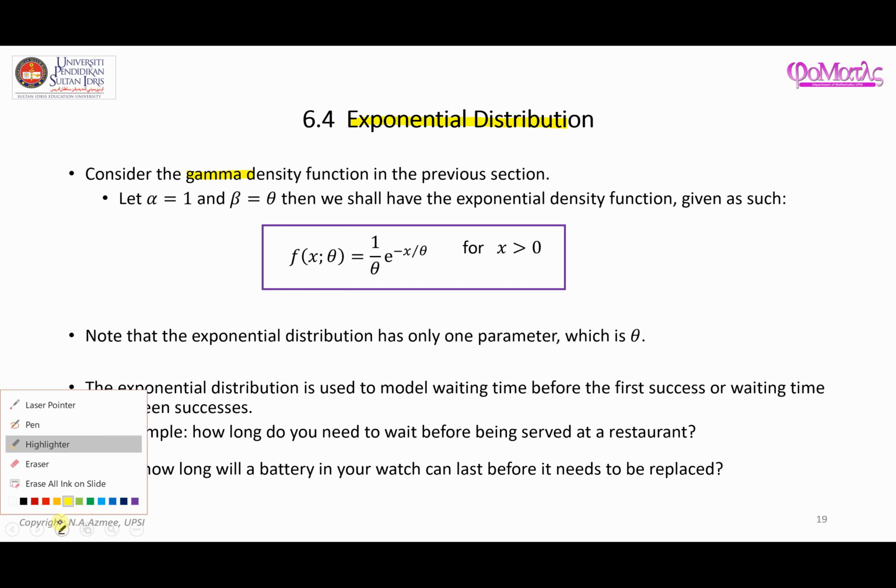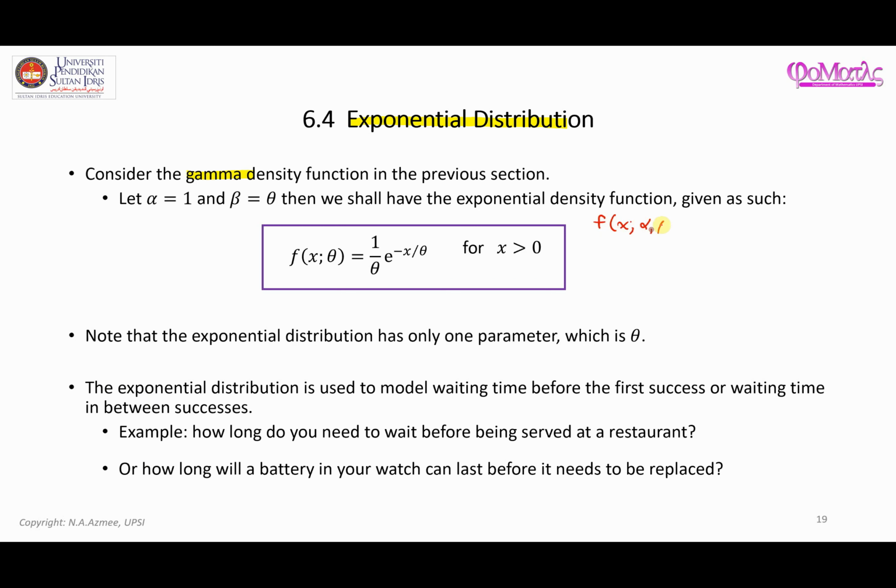Now, what is a gamma distribution? Well, gamma distribution has this probability density, which depends on alpha and beta, and here we have the function that looks like this. Okay, so this is the probability density for gamma distribution.